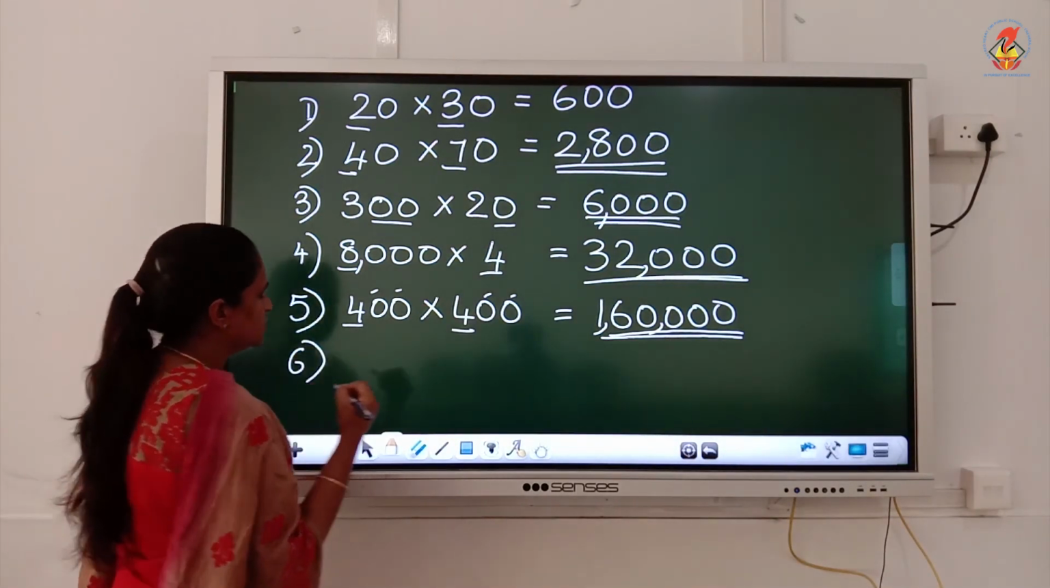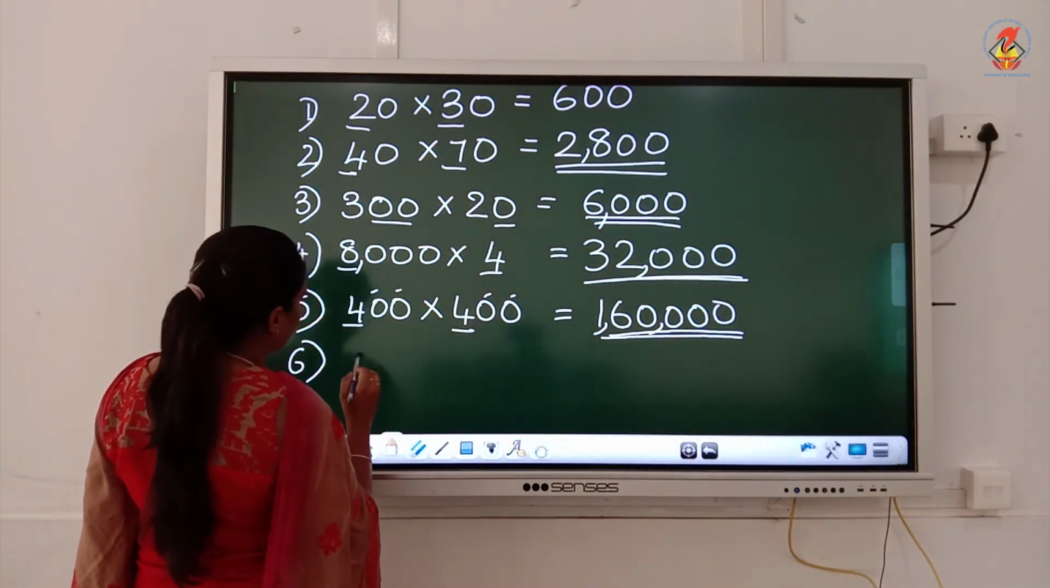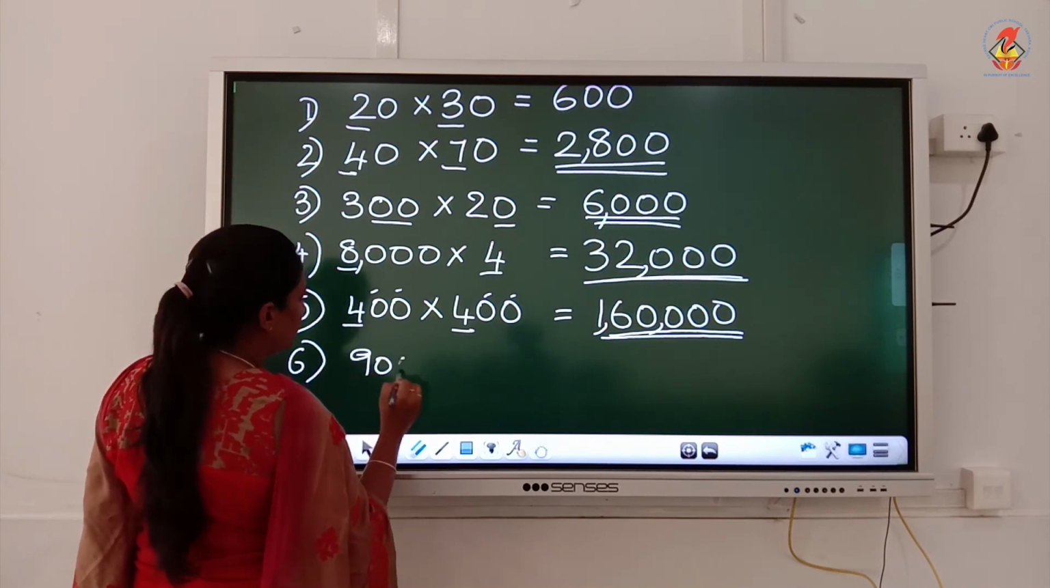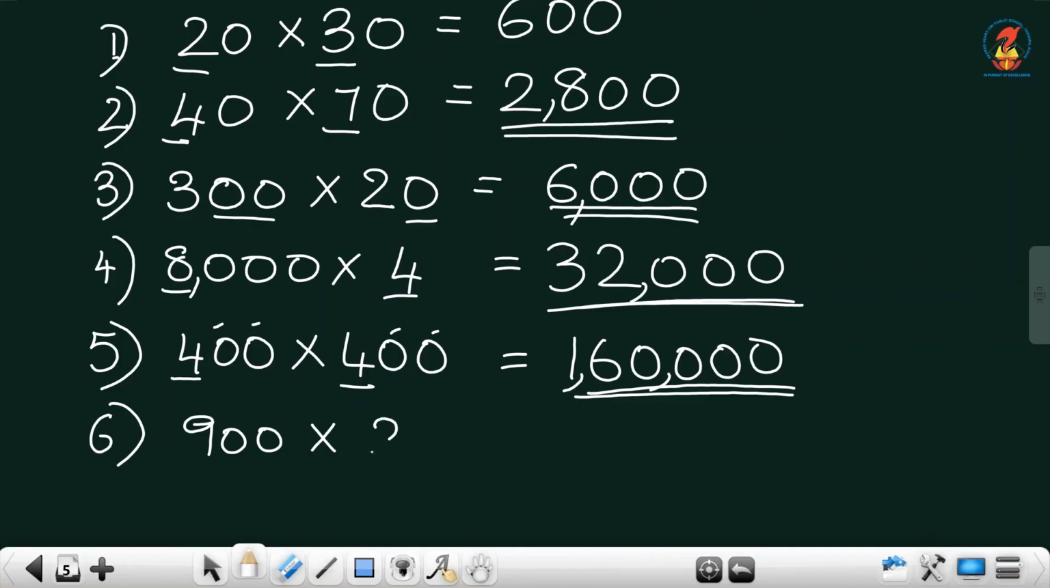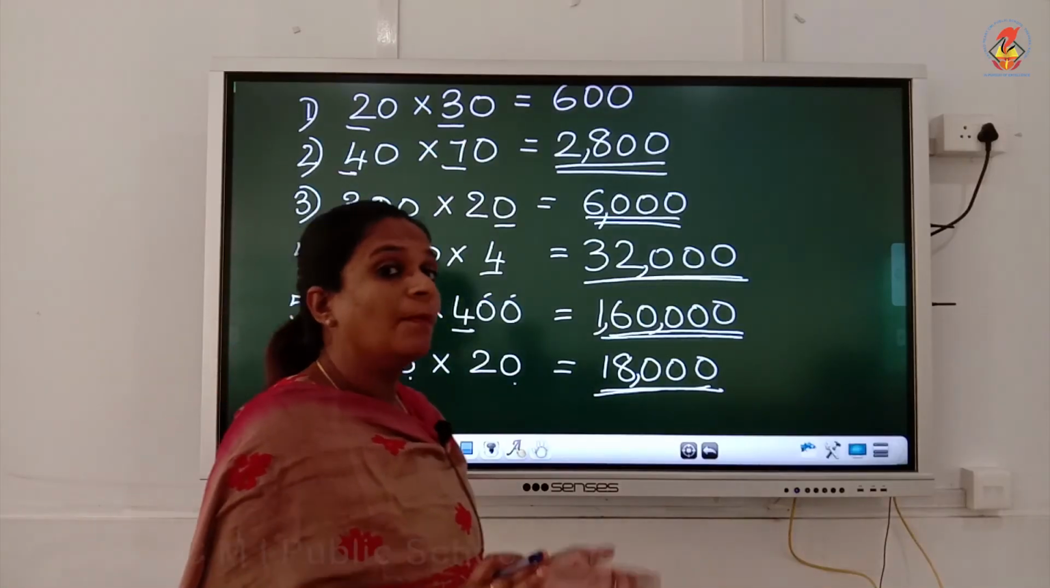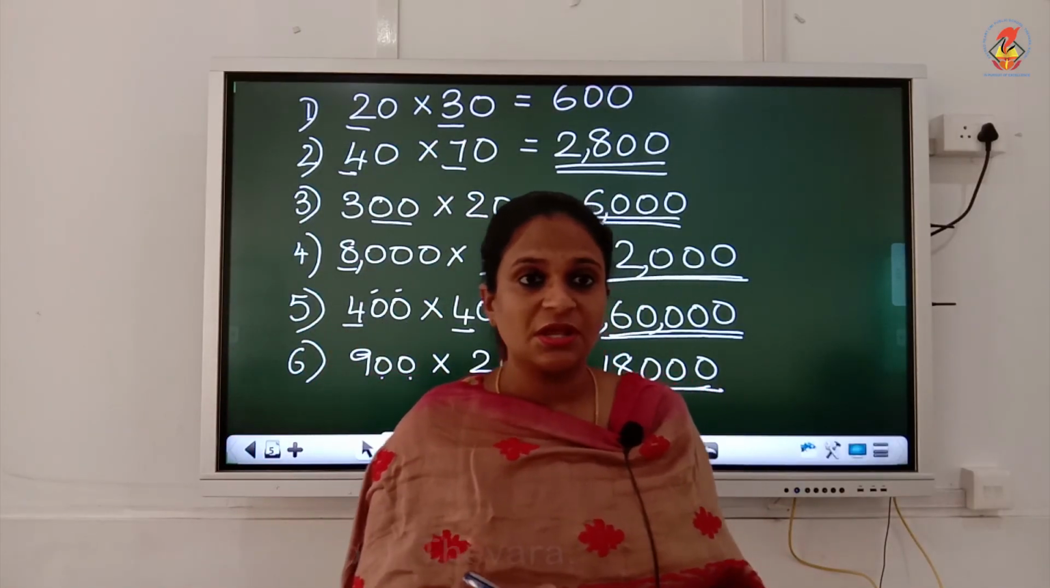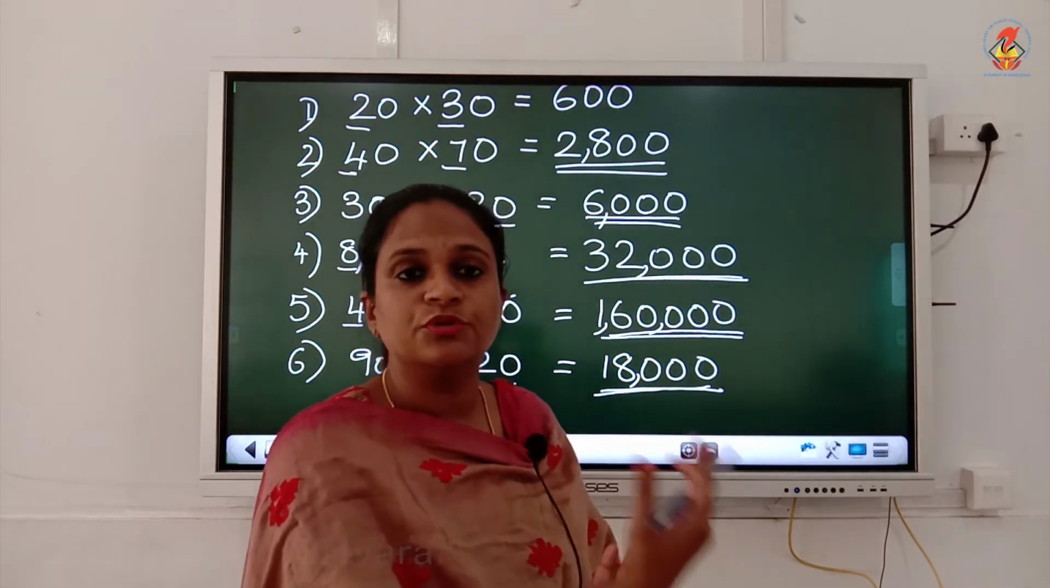6th question. Now, 900 into 20. Now look, 9 into 2 is 18. How many zeros are there? 1, 2, 3. So you get the answer 18,000. I hope everyone has understood. You have to multiply the remaining numbers, count the number of zeros and put them to the right side.